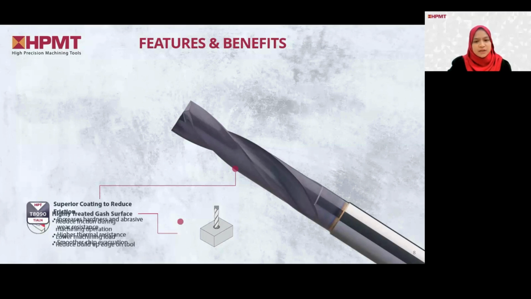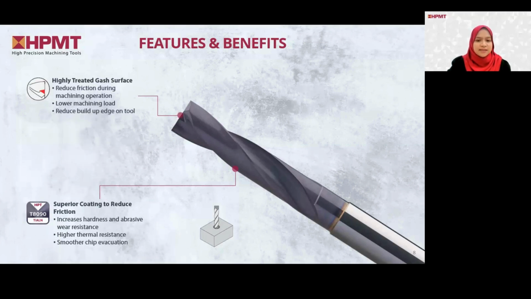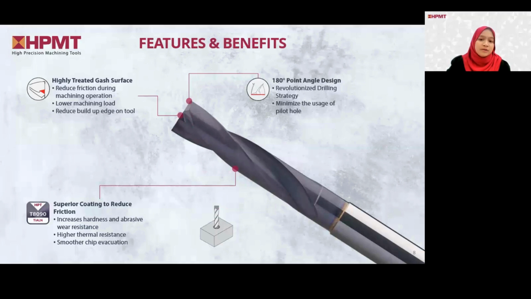It is also featured with highly treated gash surface. This kind of features will minimize friction during machining, and it will also lower the machining loads and reduces the build-up of edges on the tools, improving cutting accuracy and extending tool life. Another feature of flat drill is 180-degree point angle design. This design introduces a new drilling strategy that will help in minimizing the needs for a pilot hole, making it faster and more efficient, particularly in precision drilling.